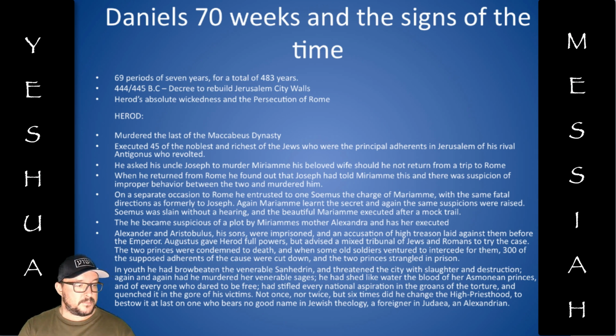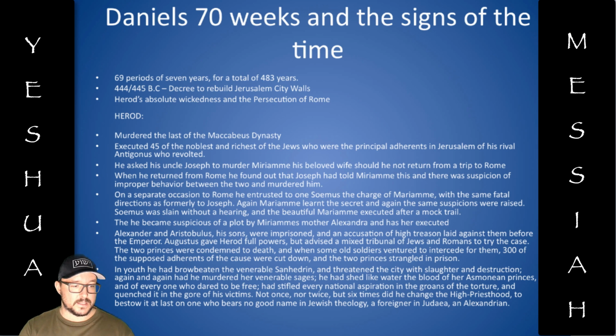In Herod's youth, he had browbeaten the venerable Sanhedrin, so he had a long history of wicked behavior against the Jews, and he had threatened the city with slaughter and destruction. Again and again he murdered her venerable sages. He had shed like water the blood of her Hasmonean princes, and of everyone who dared to be free. He had stifled every national aspiration in the groans of torture, and quenched it in the gore of his victims.